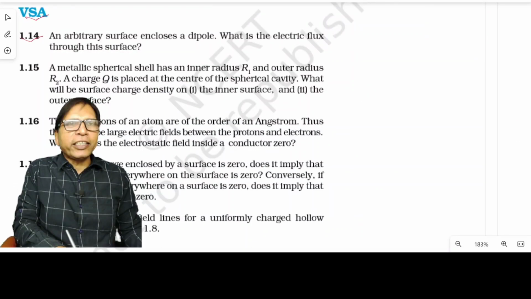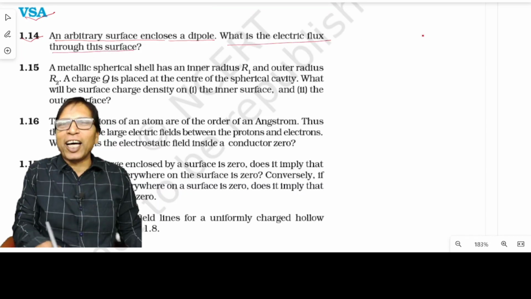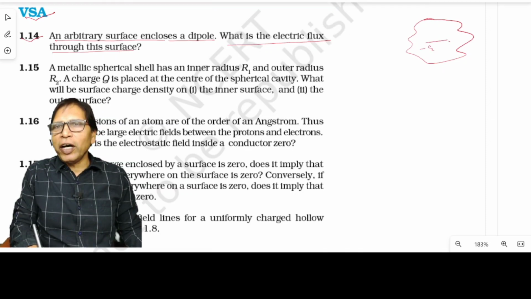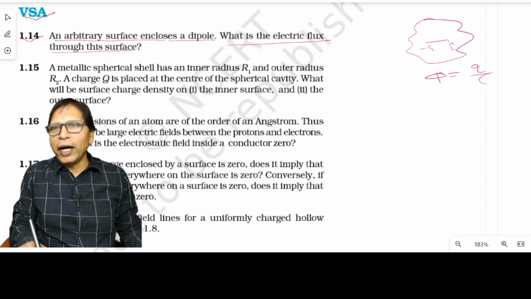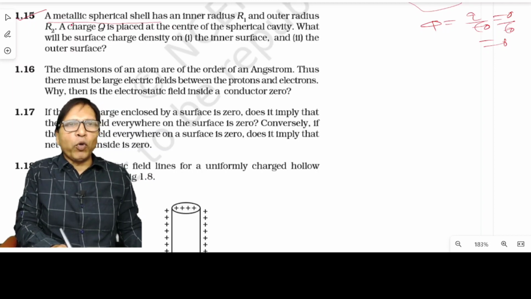Now look at this very short answer question. An arbitrary surface encloses a dipole. What is the electric flux through this surface? Look at this. Suppose this is the arbitrary surface. Here, this is the minus q and plus q charge present. So net charge is 0. So flux phi equals q by epsilon naught, that is 0 by epsilon naught, equal to 0.